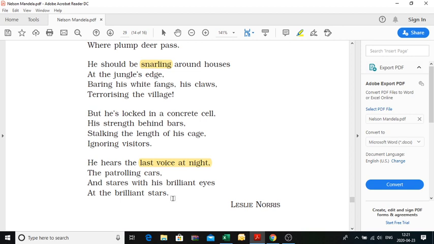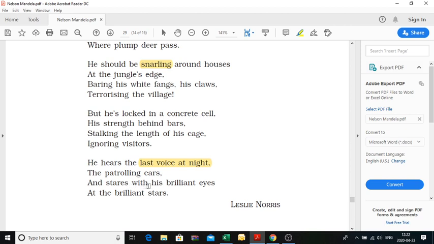तो पेट्रोलिंग कार्स क्या होती हैं बेटा? कार्स जो आपकी निगरानी रखती हैं, वहाँ जू में जो पेट्रोलिंग करती हैं, वो कीप वॉच ऑन एवरीथिंग. So those are patrolling cars and stares with his brilliant eyes. Stares is to look for a long time. काफी देर तक किसी चीज को लगातार देखते रहना. That is stares.